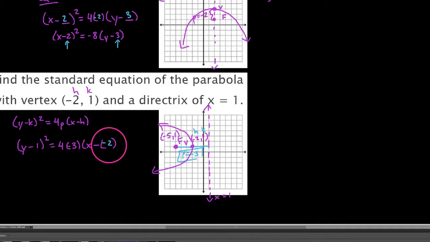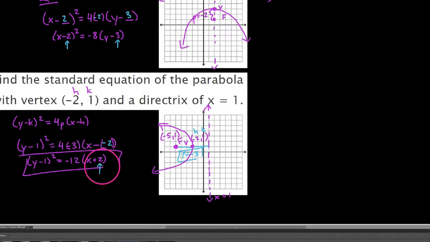So we end up with this quantity right here, where as we simplify this, we end up with y minus 1 squared equals -12 times x plus 2. And so this would be something that has a vertex at (-2, 1), and opens to the left because of our negative p value here.